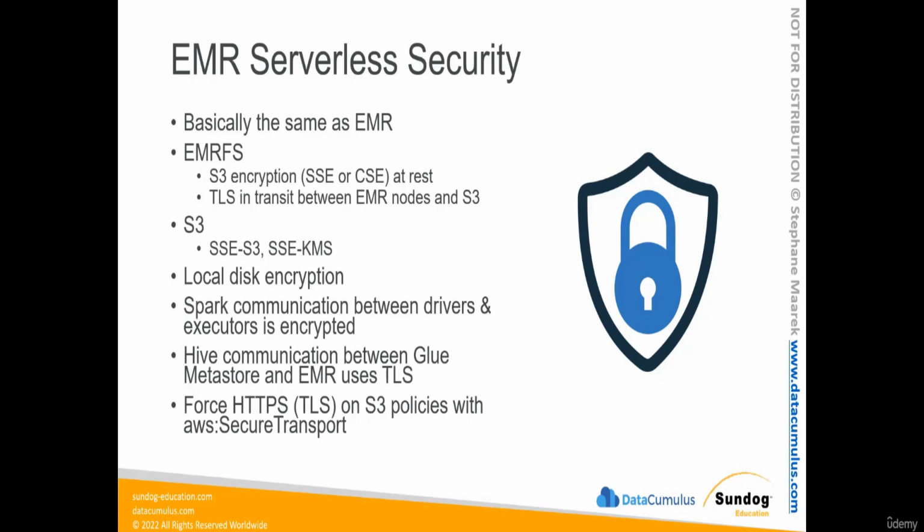For any ephemeral storage on the local disks of your nodes, those are encrypted as well. And in transit, any communication between the driver nodes and executors is also encrypted automatically. If you're using Hive, any communication between the Glue Metastore and EMR is also encrypted in transit using TLS. And a quick note from the documentation here I wanted to pass along. Remember that if you are using S3, you can force HTTPS on in-transit traffic to S3 using the AWS Secure Transport Policy.